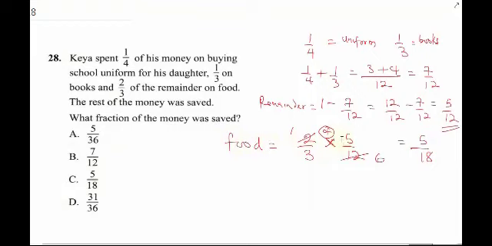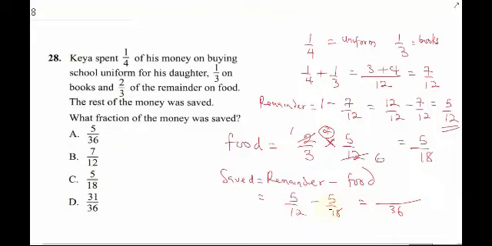Because he spent 2/3 of the remainder. Now, what will be saved will be remainder minus food. Saved is going to be what? Remainder minus food. Now, this is going to be 5/12 minus 5/18. Now, our LCM here is going to be 36. So 36 divided by 12 will give us 3 times 5 will be 15 minus 8. 36 divided by 18 will give us 2 times 5 will be 10. So this is going to give us 5/36, and that's our final answer. So the correct answer here is going to be what? A.